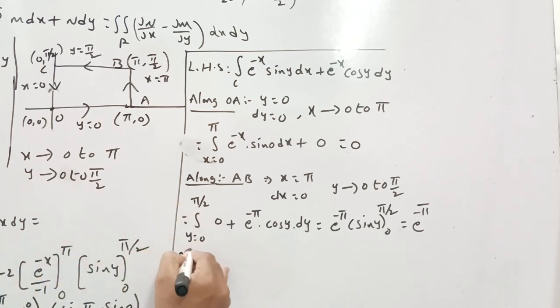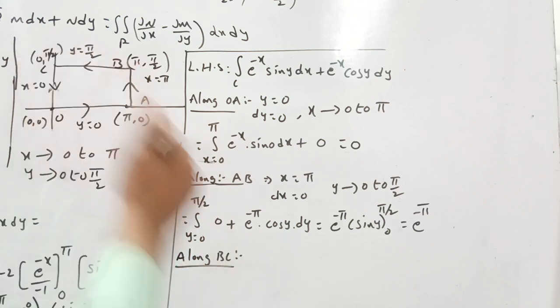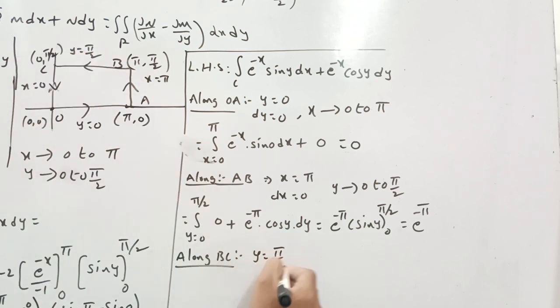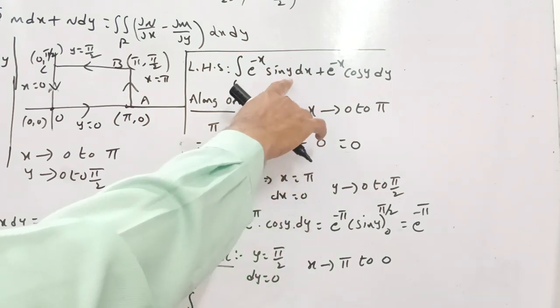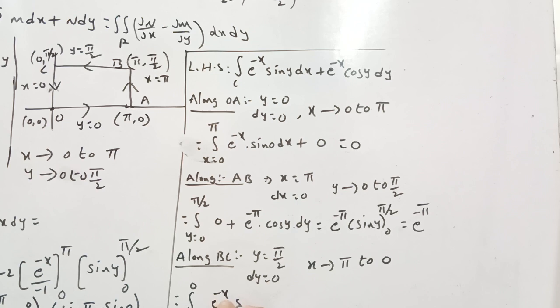Next, the third case, along BC. Going from B to C, y is pi by 2, dy is equal to 0, and x is changing from pi to 0. So this is equal to the integral with x from pi to 0, y equal to pi by 2. If I substitute y is equal to pi by 2, I get e power minus x sin pi by 2 into dx, plus dy is 0. So this part is 0.